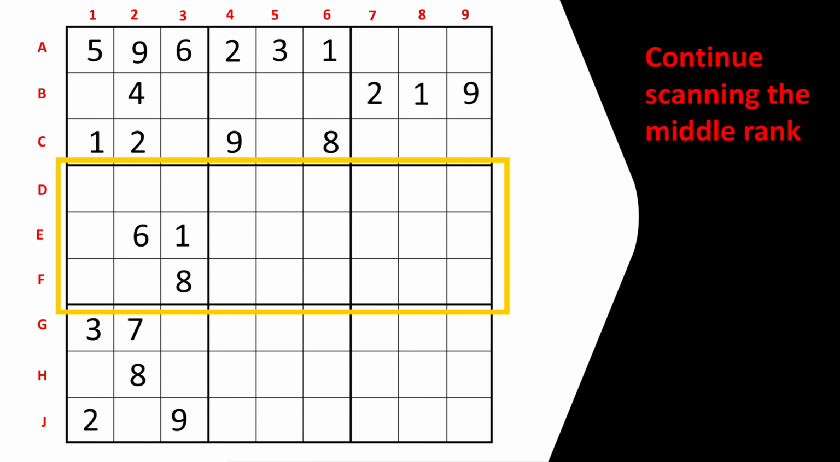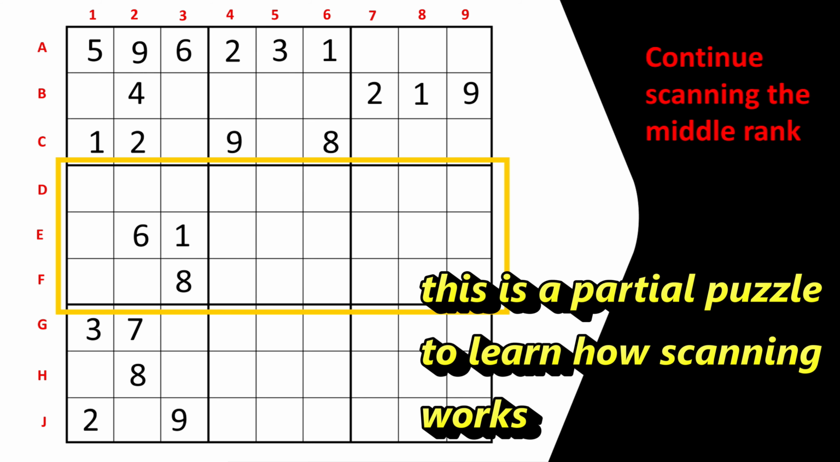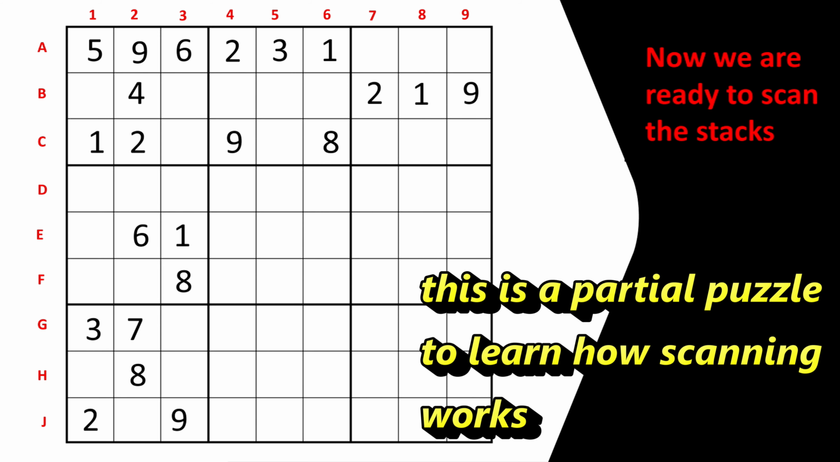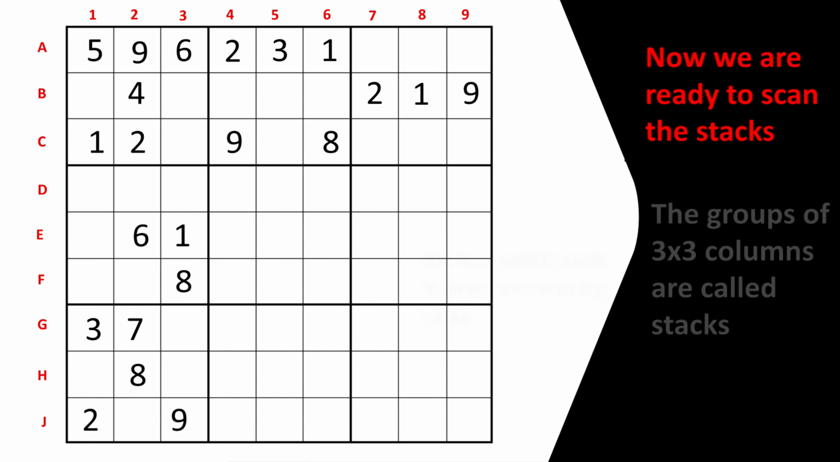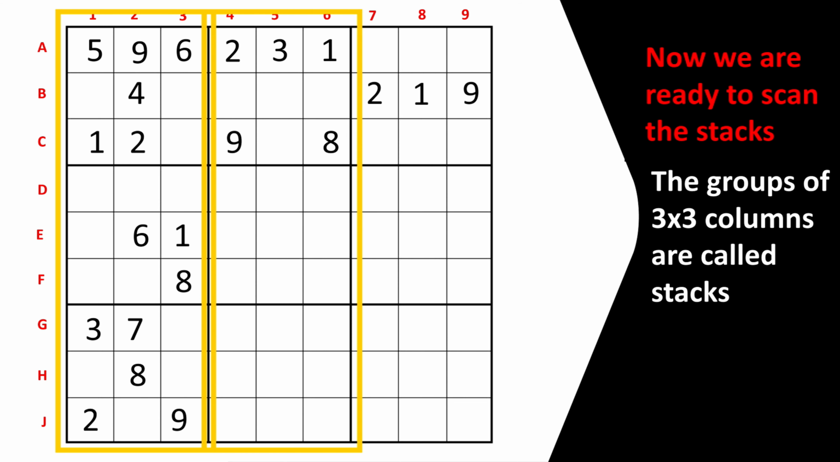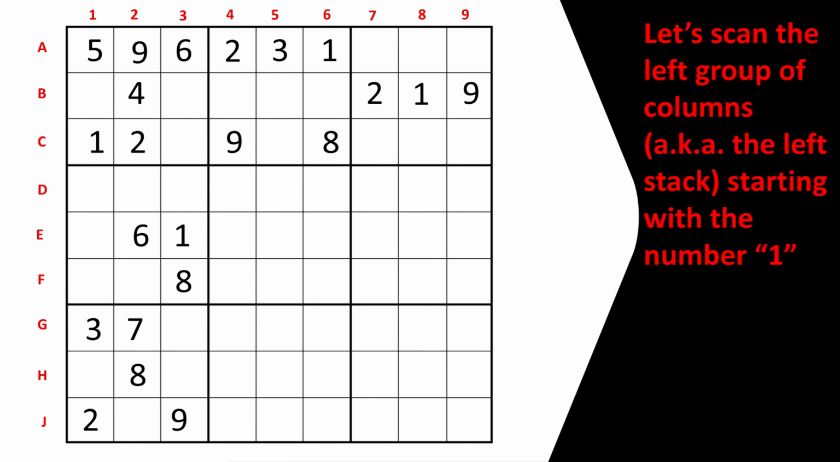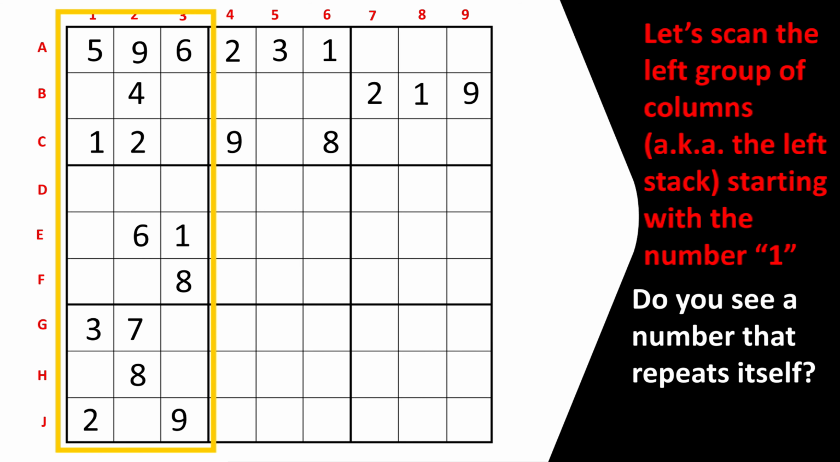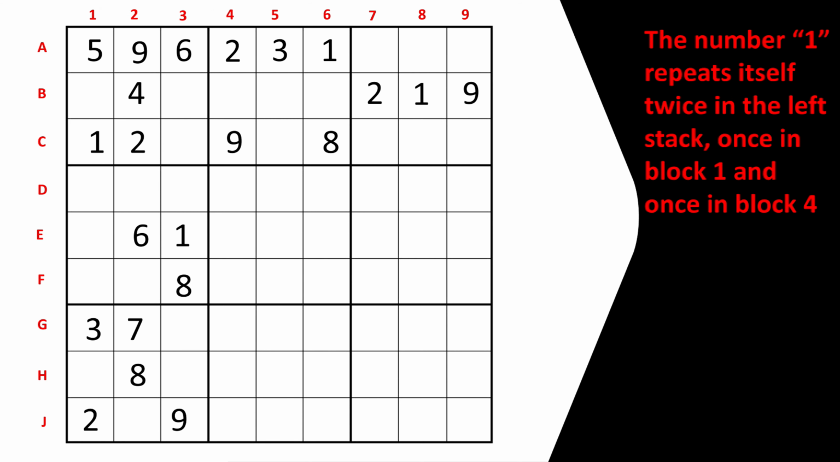Once we're finished scanning the top rank, we move on to scan the middle rank and then the bottom rank. And then we can look down the stacks. Those are the columns of 3 by 3 blocks. These are called stacks. Let's have a look down the left stack and start scanning, beginning with the number 1. Do you see a number that repeats itself? Yes, it's the number 1, and it's repeated twice in the left stack, once in block 1 and once in block 4.